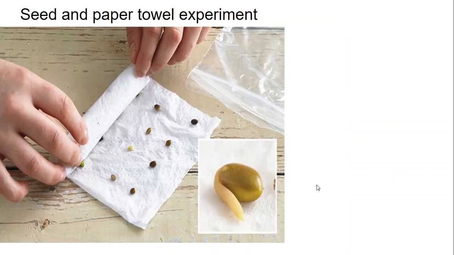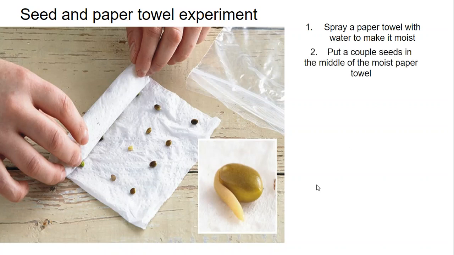I now encourage you to go and try the seed and paper towel experiment. For this experiment, you will need a paper towel, water to moisten the paper towel, and some seeds. You will first spray the paper towel with water to make it moist, and then put a couple seeds in the middle of the moist paper towel.